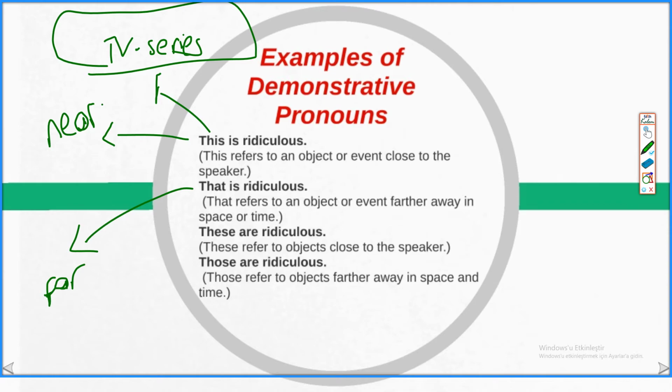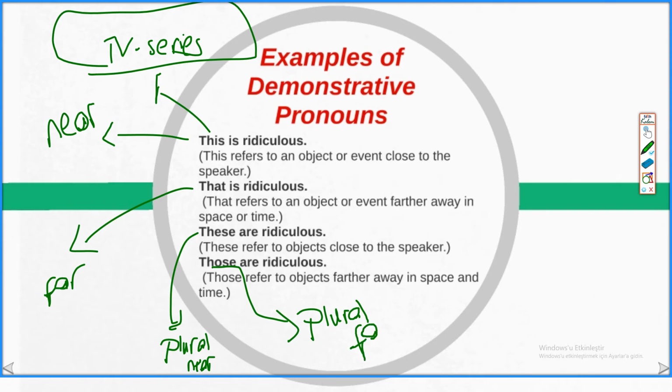These refers to objects close to the speaker. Okay. These means plural but near at the same time. And "Those are ridiculous." Those refer to objects far away in space and time. Those means plural but not near, it is far away. Okay, guys, understand? This is so easy.